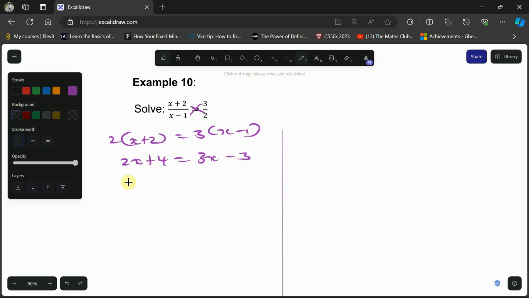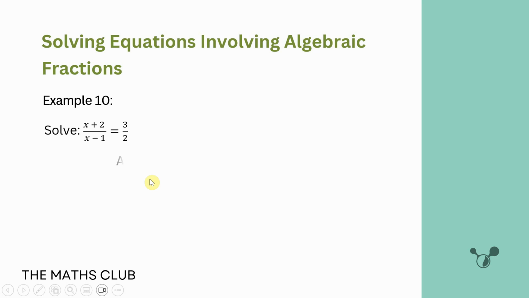So let's take like terms. 2x minus 3x, the 3x will come over here to become minus 3x, is equal to minus 3, plus 4 will come over here to become minus 4. So 2x minus 3x will give me minus x, minus 3 minus 4 will give me minus 7. If I divide both sides by minus 1, our x is equal to 7. Let's see if we are correct.